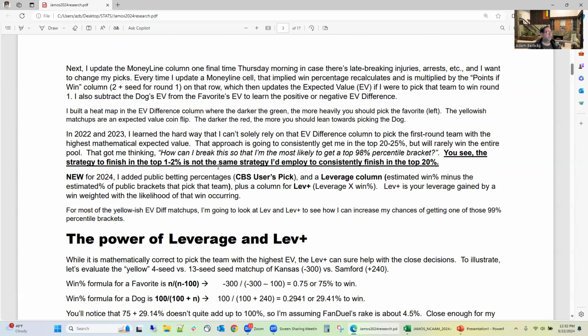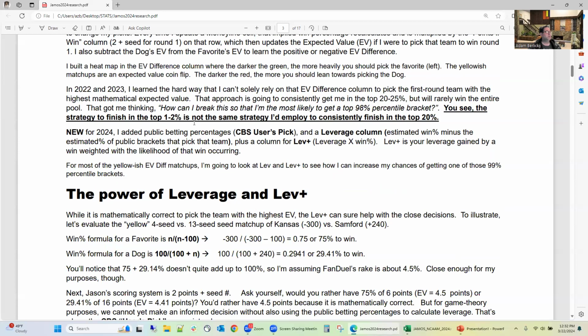If you're trying to finish in the top 10% or top 15%, you're just throwing your money away year after year. We want to finish in the top 1 or 2%. So these things, by adding the public betting percentages. Again, leverage is the estimated win percentage minus the estimated percent of brackets that pick that team. And lev plus is that leverage times the percentage that team will actually win, the likeliness of that to occur.